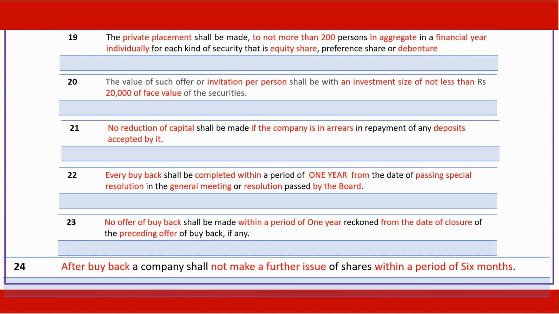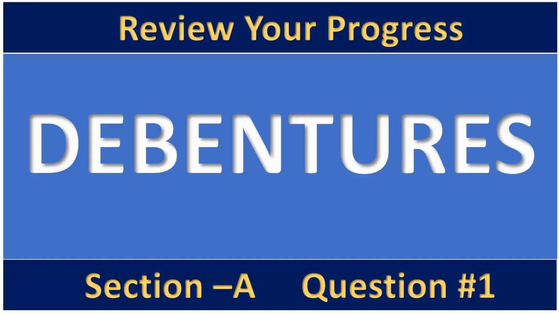Once a company buys back, it cannot make a further issue of similar type of securities within a period of 6 months. There should be a gap of 6 months before any other issue of similar securities is made.